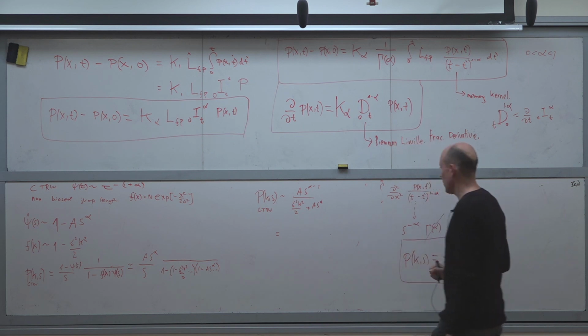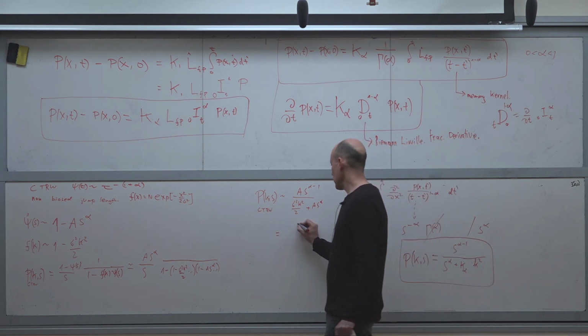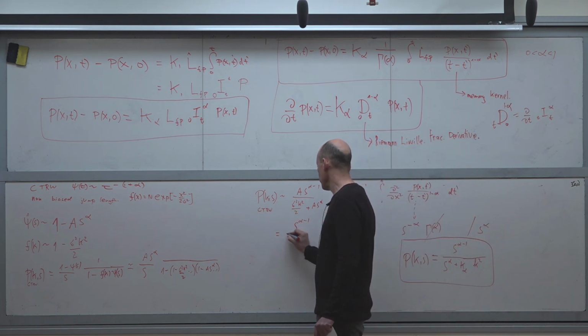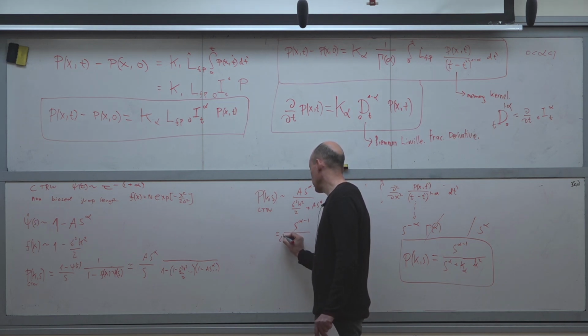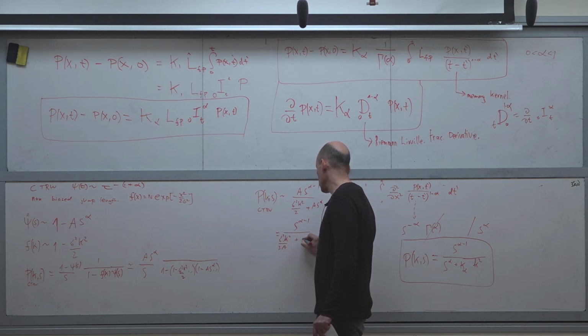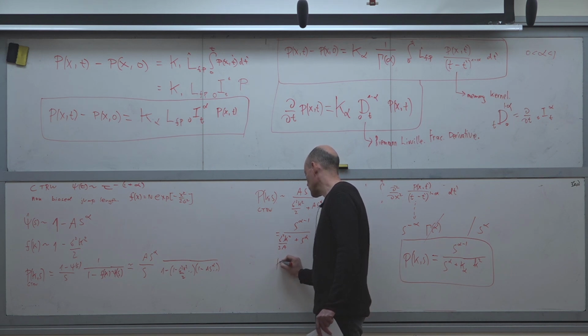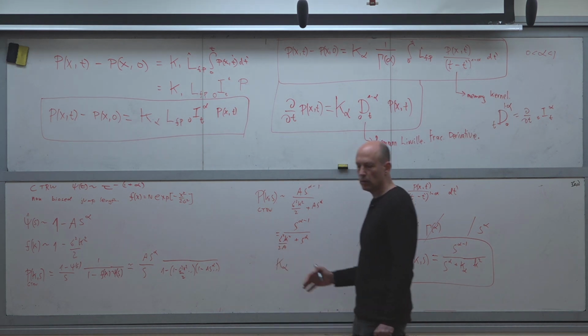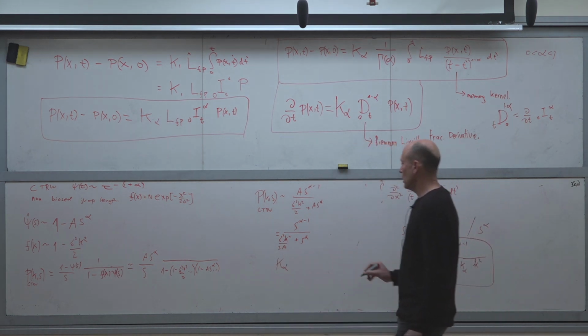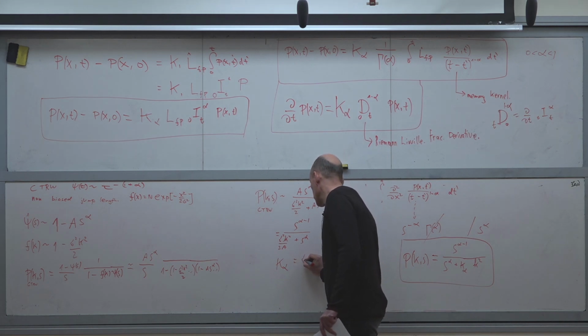And this I will tidy a little bit. This is s to the alpha minus 1, over k squared times sigma squared divided by 2a plus s to the alpha. So what is this K alpha, this diffusion constant? It's simply given by this sigma squared over 2a.